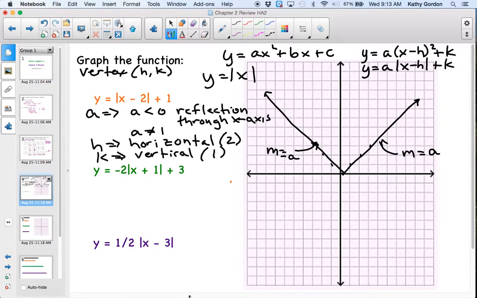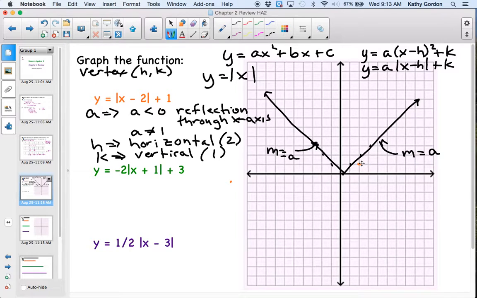All right, so we said h was 2. We said k was 1. So where's my vertex going to be? 2 comma 1. 2 comma 1, right there. What is my right-hand slope going to be? A, which is 1 in this case. If nothing's there, we assume it's just 1.